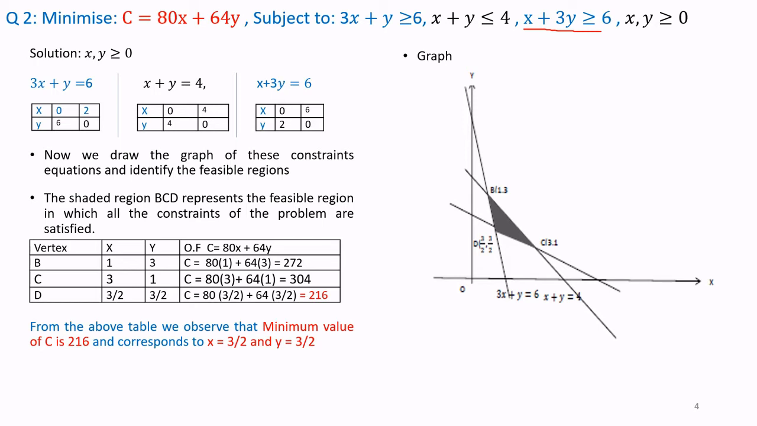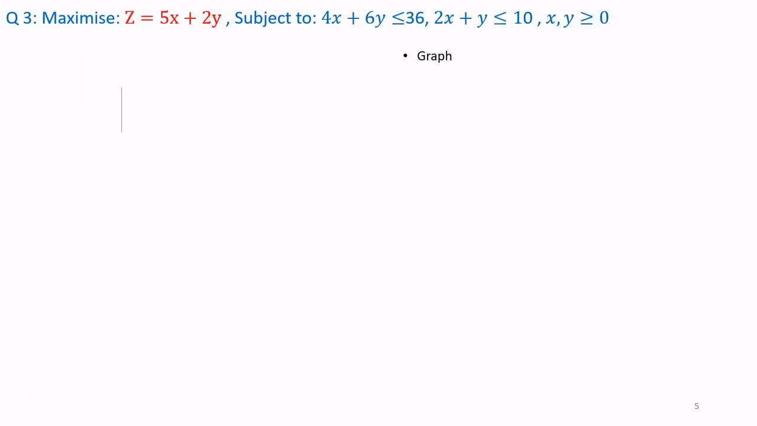Now we will take up the next question. Question number 3. Maximize z is equal to 5x plus 2y. That is the objective function. Subject to, there are constraint equations also: 4x plus 6y less than or equal to 36, 2x plus y less than or equal to 10, and finally x, y greater than or equal to 0.